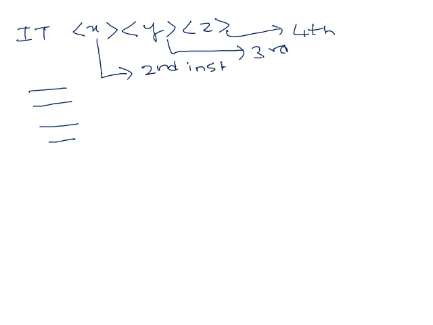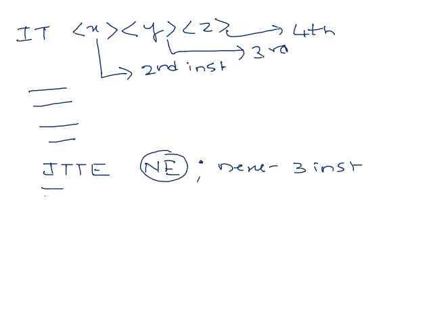Okay, so there are many things which we need to understand here. Say for example, if you are using the instruction like ITTE, if then true else, and the condition, I can have not equal. So this condition is meant for the next three instructions in the program.